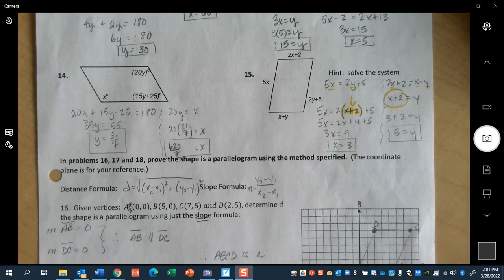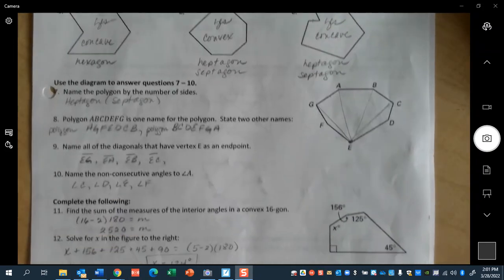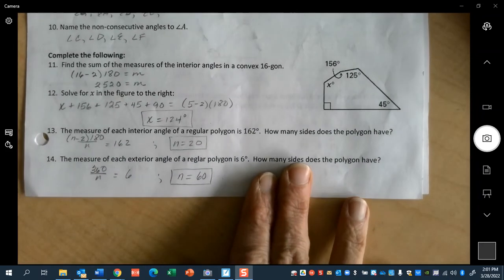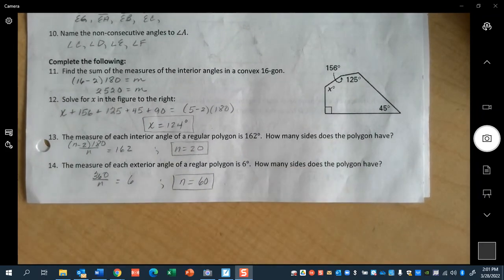Go ahead. Could you explain 13 on the first page? All right, so 13 on the first page says the measure of each interior angle is that. How many sides does the polygon have? So I know that the number of sides minus 2 times 180 is the total. If you tell me it's regular, then I can divide by however many sides or angles I have, and that's going to give me each individual one. So if each one is 162, I can use this to solve for my n.